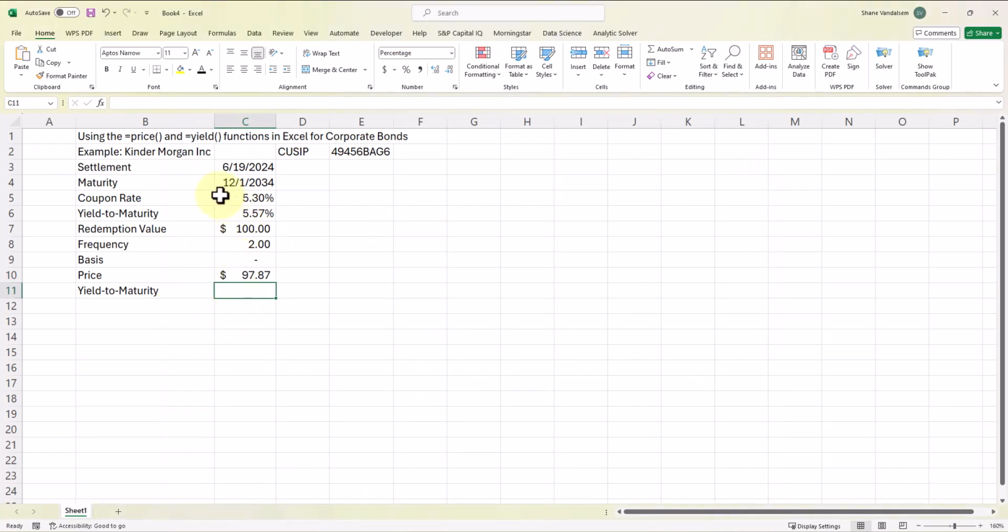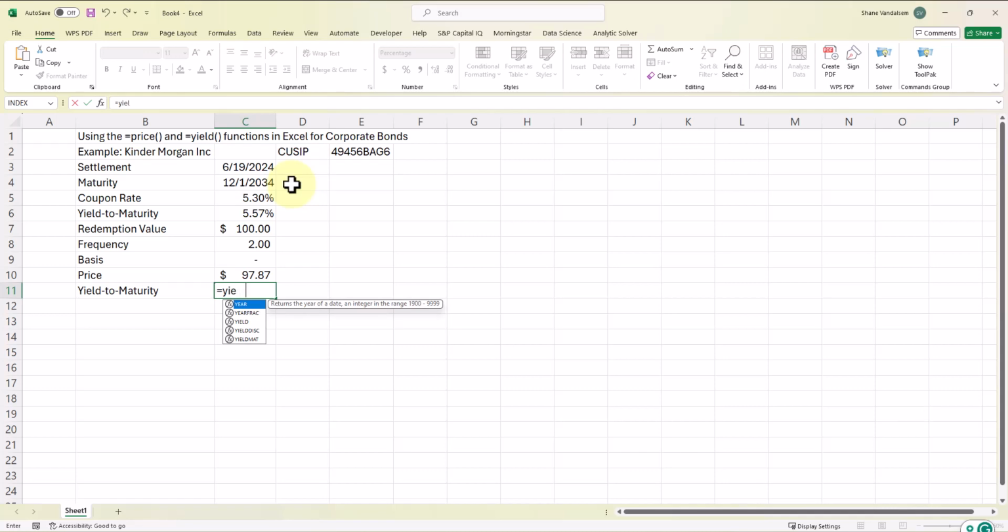Finally, we're going to use the yield function, equals yield. Settlement, again, the settlement date is the date that the trade would settle. The maturity date is 12/1/2034. The rate, again, is the coupon rate. PR is the price. That's the price of the bond today. Well, we just calculated that. It's 97.87.